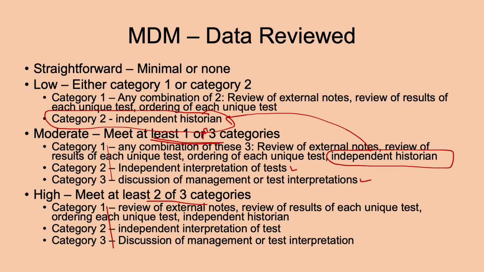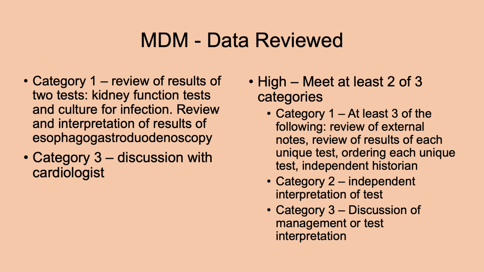So where would this case fall? I say this is also high level. So you meet at least 2 of the 3 categories. Category 1, 3 of the following. Category 2, category 3. So what we have is review of results of 2 tests, kidney function test and culture for infection. Review and interpretation of results of esophagogastroduodenoscopy.